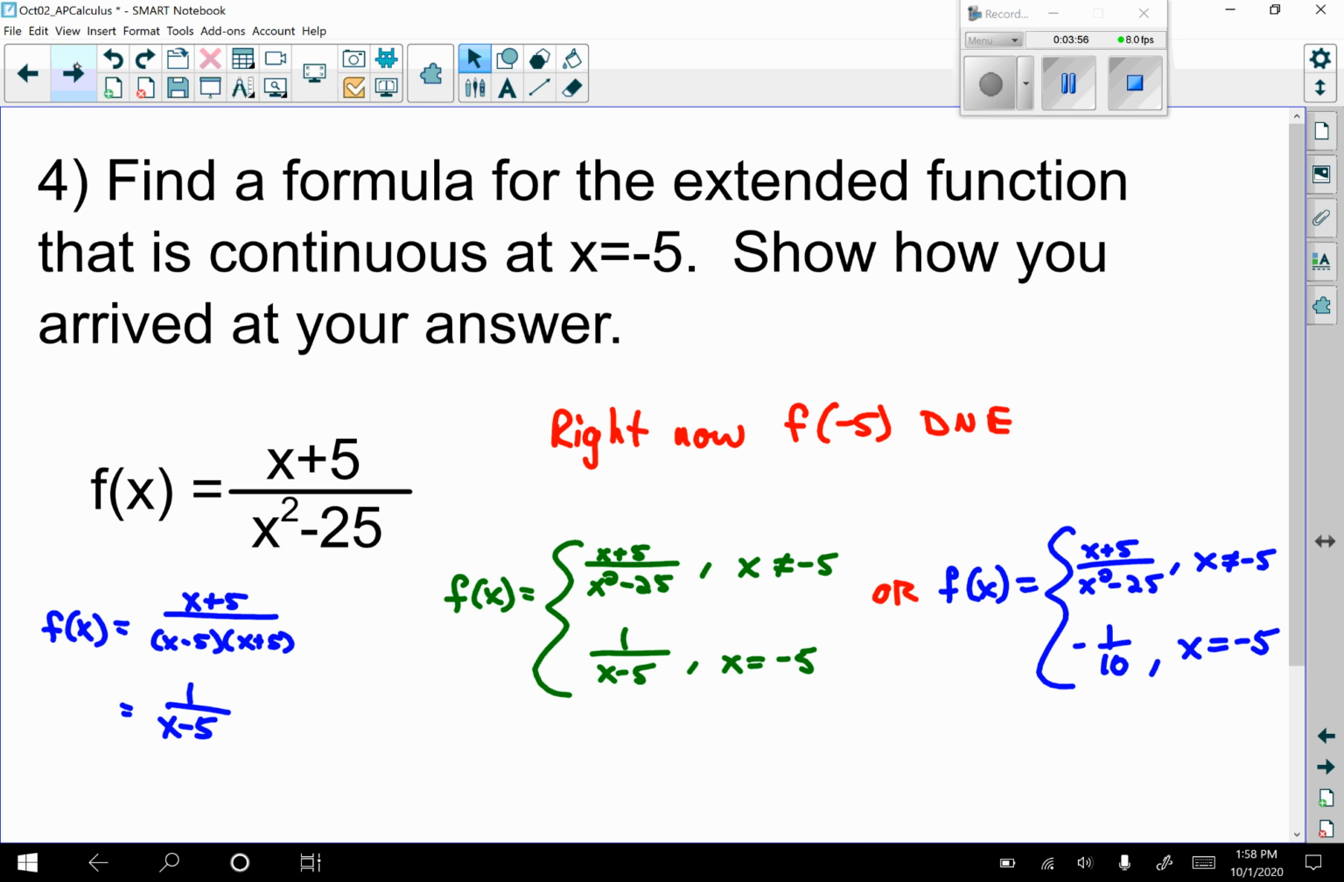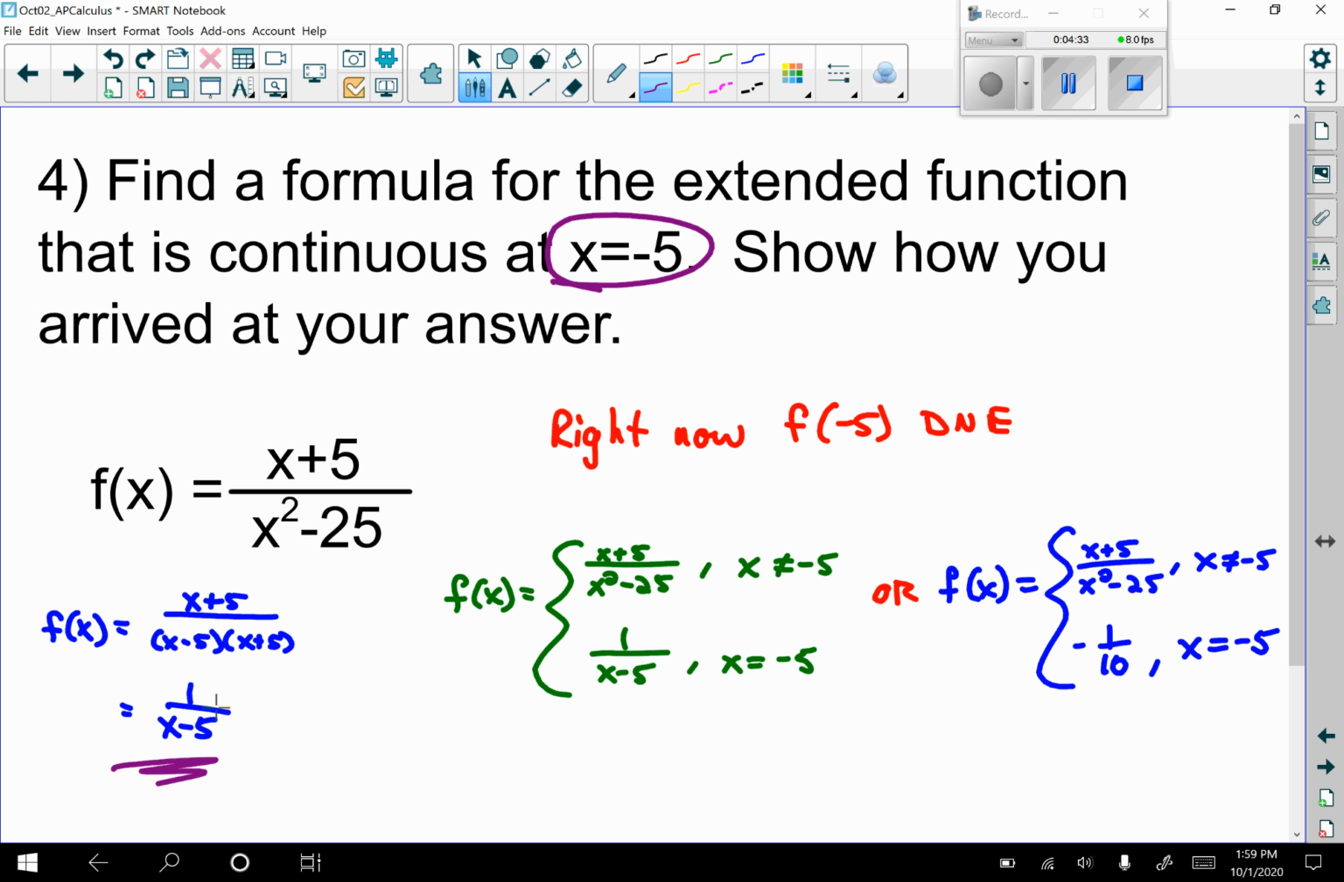So there's a couple ways to do this. Right now, before we extend the function, f of -5 does not exist. If we simplify this, we actually get the rational function here, 1 over x minus 5. Now, because it simplifies to this, we would still expect a vertical asymptote at x equals 5 based off of what we're looking at down here. But our focus is at x equals -5. So when this simplifies, if you go to look at the graph, it is going to look continuous, but it's going to still be undefined at x equals -5.